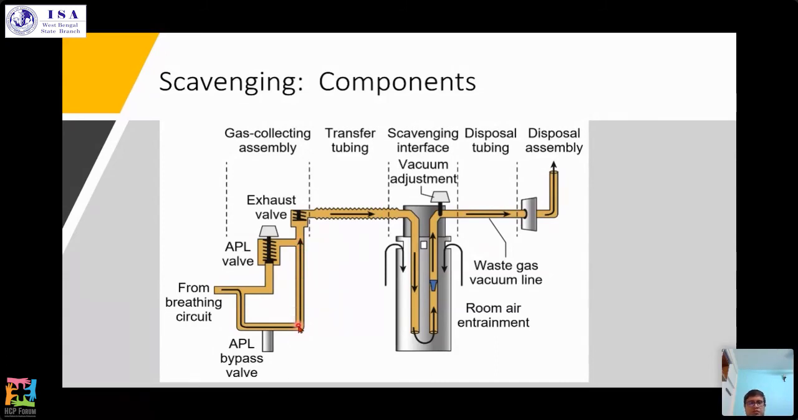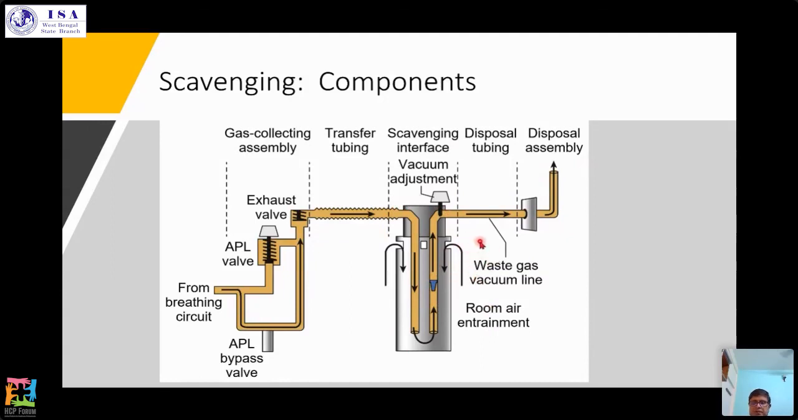A ventilator can have an exhaust which bypasses the APL valve, of course, and also the ventilator driving gases have to be taken into consideration. Sometimes the ventilator driving gases will also be released through this. So from these two outputs, the ventilator and the APL valve, the gas will be collected and get into this transfer tubing, which connects it to the scavenging interface. We'll talk about this. So this is the scavenging interface, which is in turn connected with the disposal tubing to the disposal assembly. That means it goes out.